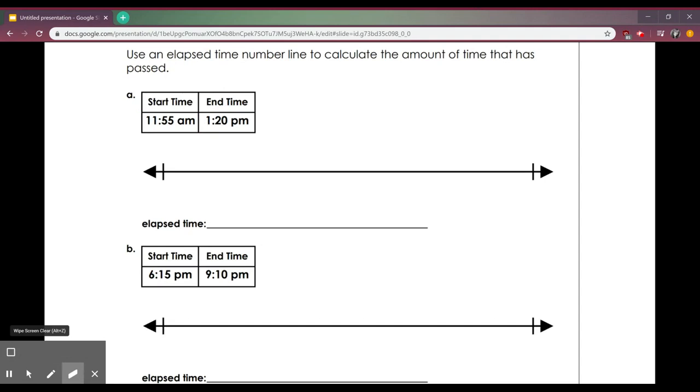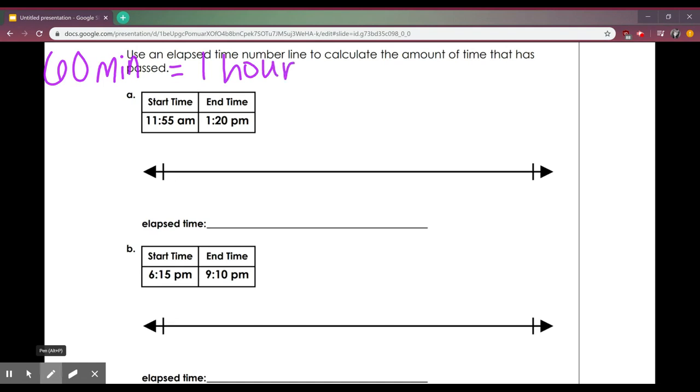So something important to remember before we even get into this is there are 60 minutes in 1 hour. So when we are counting up by time, like right here, 11:55, once I would hit 60, that's when it would be a new hour. So there is no 11:60. We'll go up to 11:59, and then when you hit 60, it goes to a new hour, so it would jump up to 12.